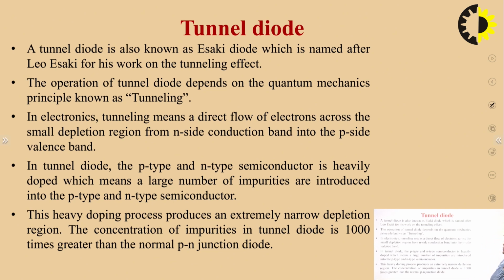A tunnel diode is also known as the Esaki diode, after the name of the person who invented it. The operation of tunnel diode depends on the quantum mechanics principle, that is on the wave property of electrons. This is known as the tunneling. In electronics, tunneling means a direct flow of electrons across the small depletion region from the n-side conduction band into the p-side valence band. Why is this happening? Because both the bands come into alignment with each other due to the high doping. So this is the only cause of tunneling in this diode.